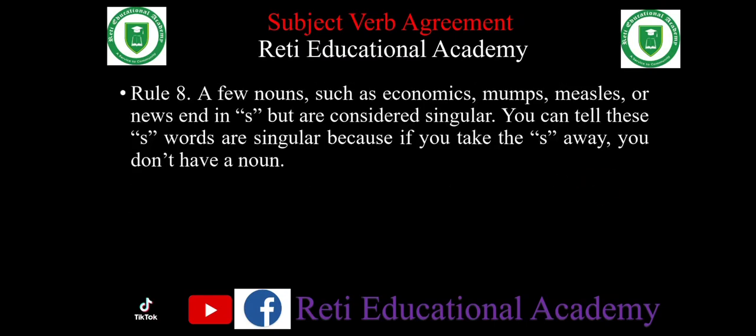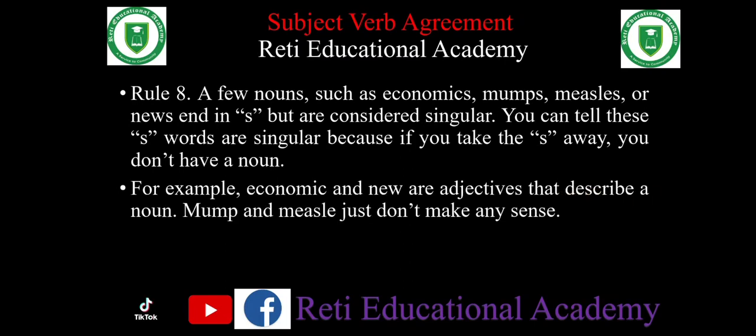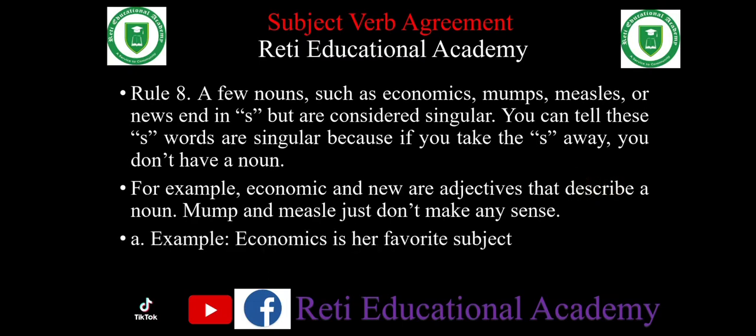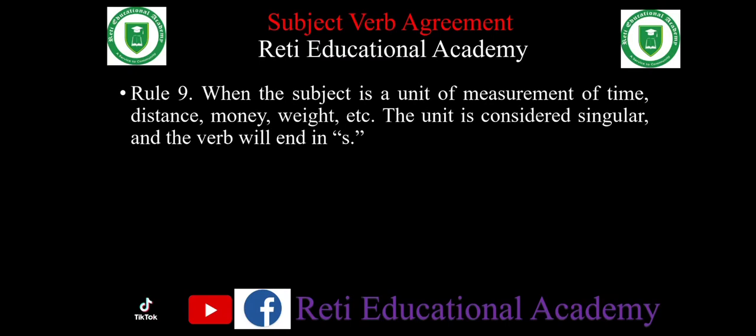Rule number 8: a few nouns such as economics, mumps, measles, and news end in S but are considered singular. You can tell these S words are singular because if you take the S away, you don't have a noun. For example, economic and new are adjectives and that describes a noun. Mump and measle just don't make any sense. Example: economics is her favorite subject. Now write your example.